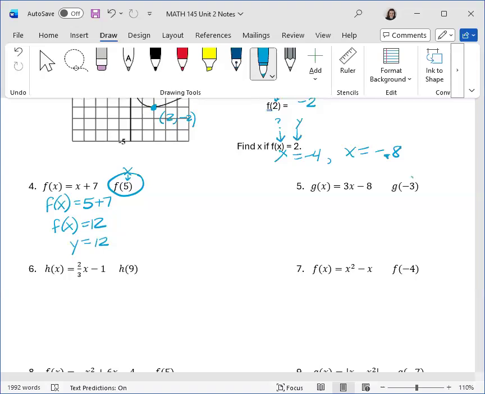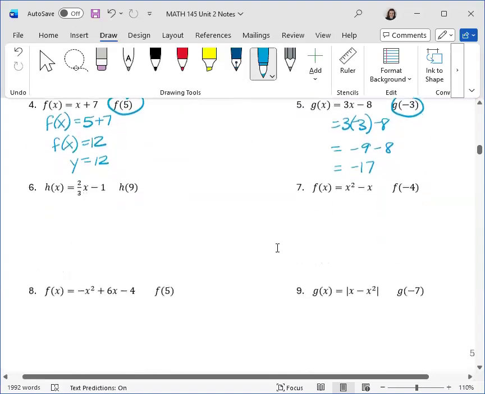Similarly, if I plug in -3 into g's function here, it would say 3 times -3 minus 8. Order of operations, we want to make sure we multiply first. So that would be -9 minus 8, and that would give me a y value of -17.